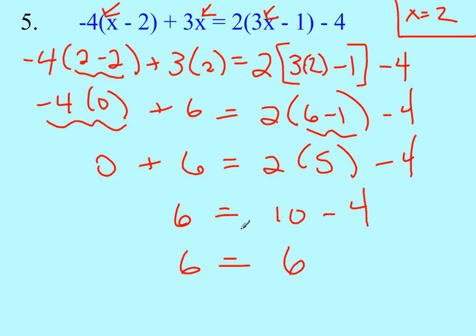When you check your problems, always solve vertically. Keep your equal signs lined up. And then go all the way to the end where it says a number equals a number. Don't stop like at the second last step here and say, oh yeah, 10 minus 4 is 6. Just keep going one more step. 6 equals 6. Yes, that's checked.